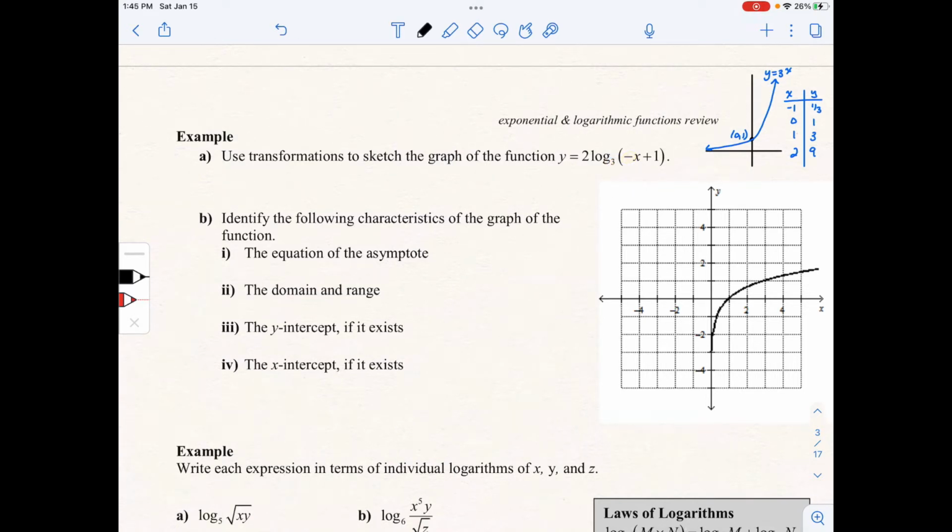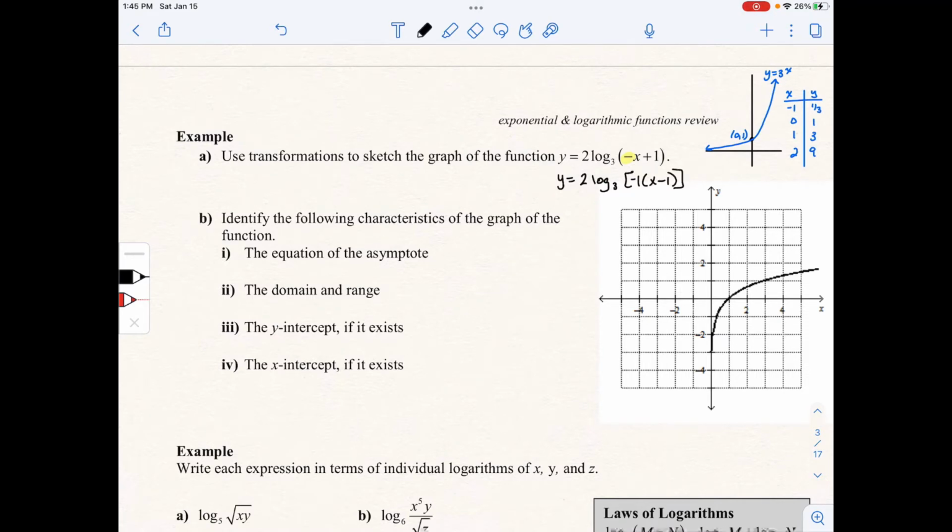Okay, for this next question, it says use transformations to sketch the graph of the function y equals 2 log base 3 of negative x plus 1. So one thing I notice right away is I need to factor the negative out of that b value. So I'm going to rewrite this as 2 log base 3 of negative 1 x minus 1. I have to factor that negative 1 out of there.